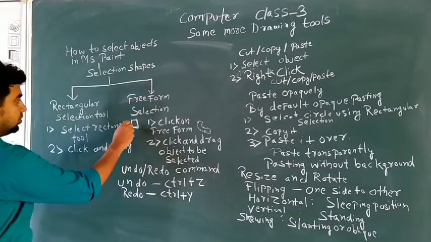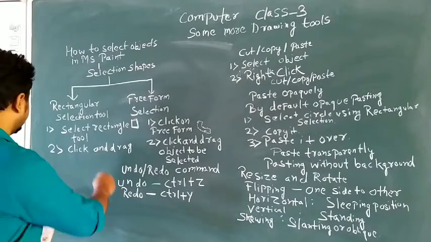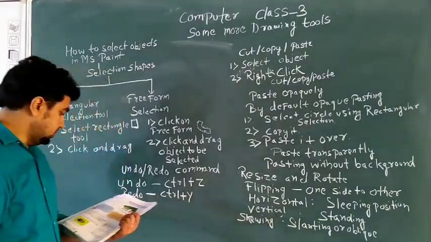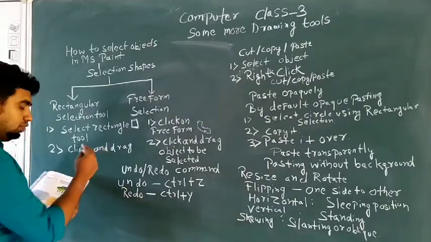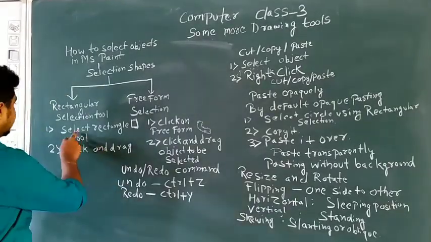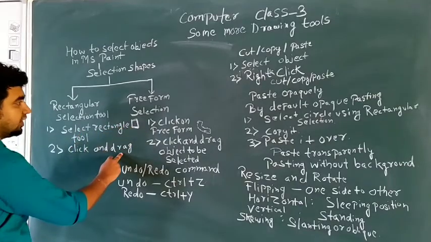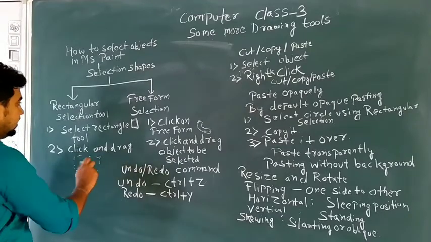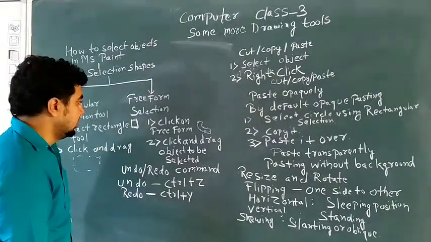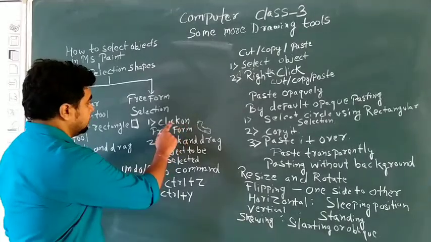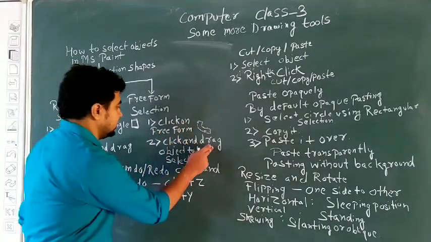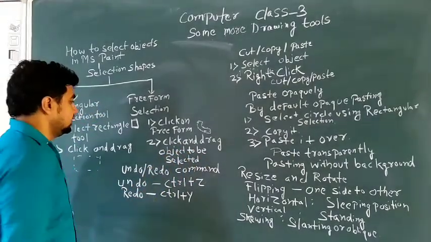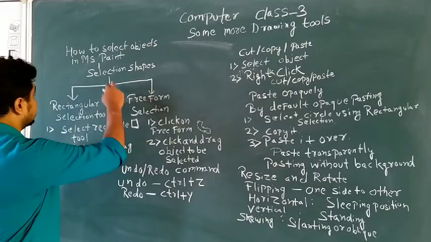To use the rectangular tool, you go to the select option, choose the select rectangle tool from the selection shapes, then click and drag with the help of the mouse, and it will expand. Then again you can click on the free form tool, click and drag over the object to be selected, and that will get selected. These are the two kinds of selection shapes.